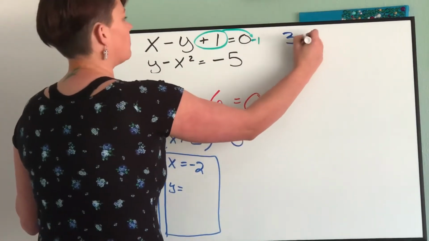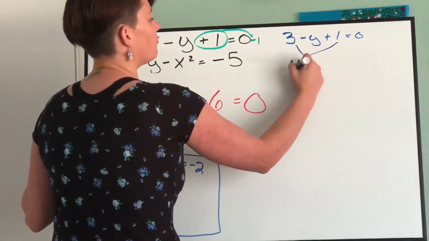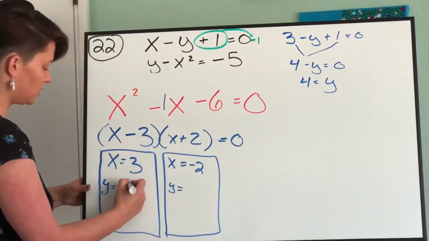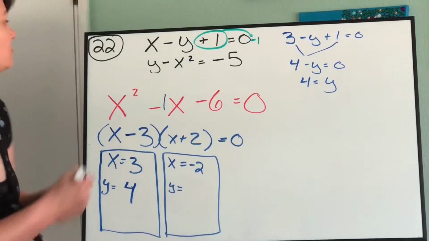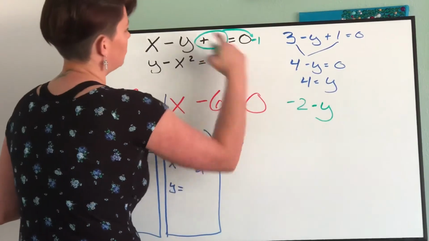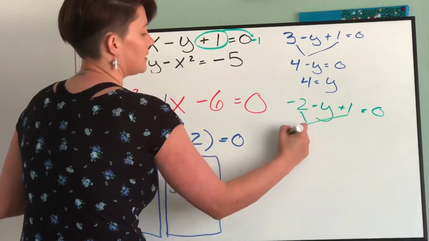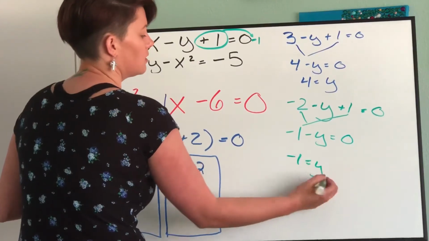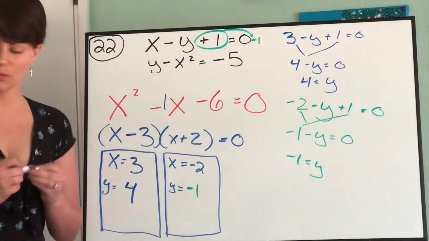So let's do 3 minus y plus 1 equals 0. Combine that, and that makes 4 minus y equals 0. So 4 equals y, so that goes with this one. And then let's plug in the negative 2 to find out the rest of that solution. So negative 2 minus y plus 1 equals 0. Combine, and that makes negative 1 minus y equals 0. So negative 1 equals y, so that goes there. And now you have both solutions to your problem.